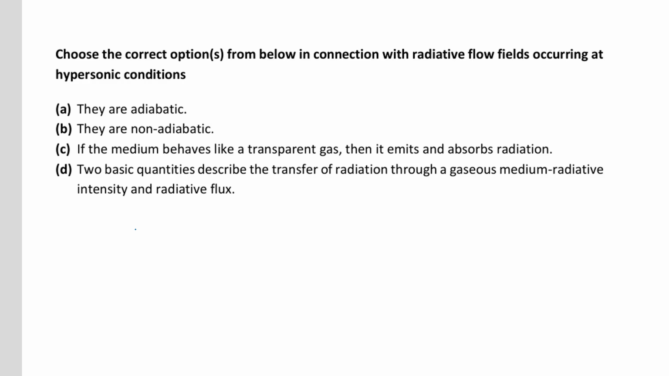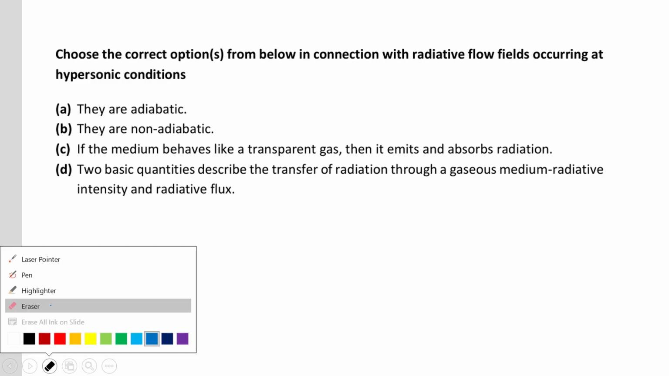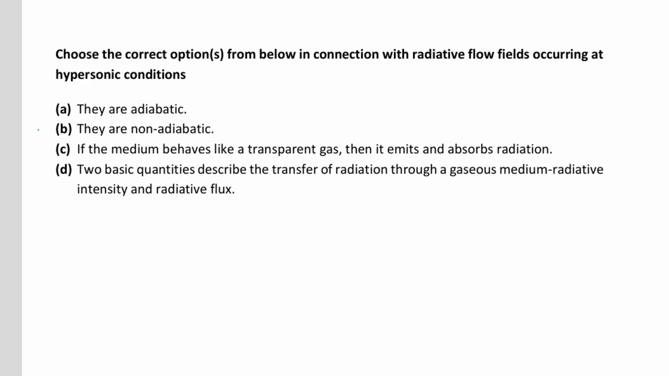The first thing to know is that radiative flows are always non-adiabatic. This H naught will not be constant. So we know that they will be non-adiabatic in nature always. So option B is correct and option A is wrong.